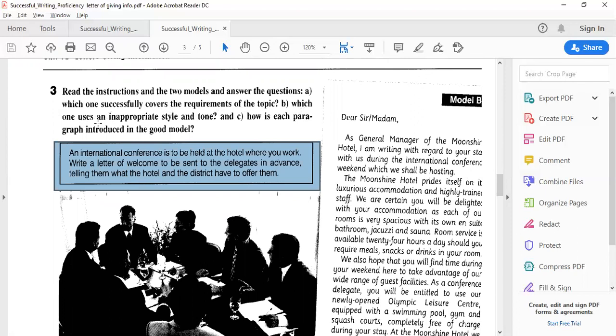Similarly, which one uses an inappropriate style and tone in both of them, right? You need to go through the reading part, and after reading, of course, you will decide which one uses an inappropriate style and tone, and you'll be writing it there. And then, how is each paragraph introduced in the good model?